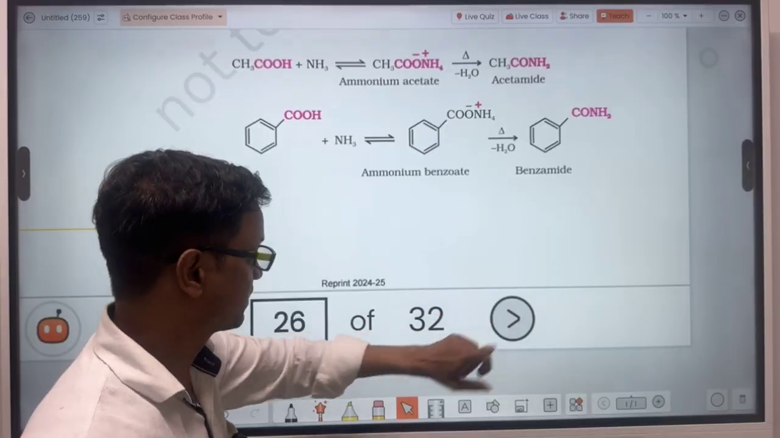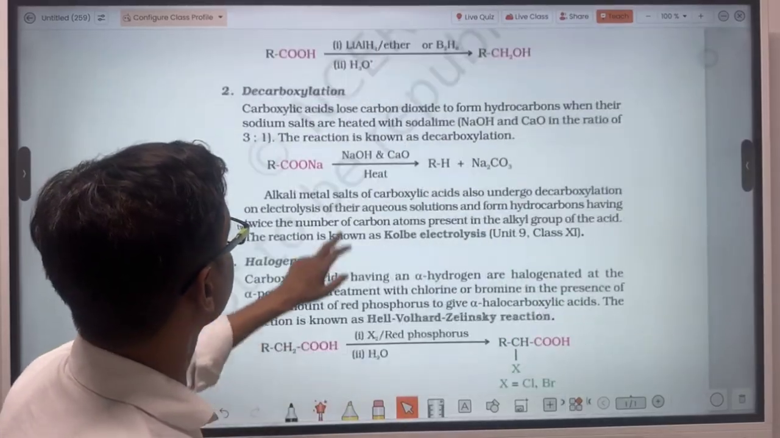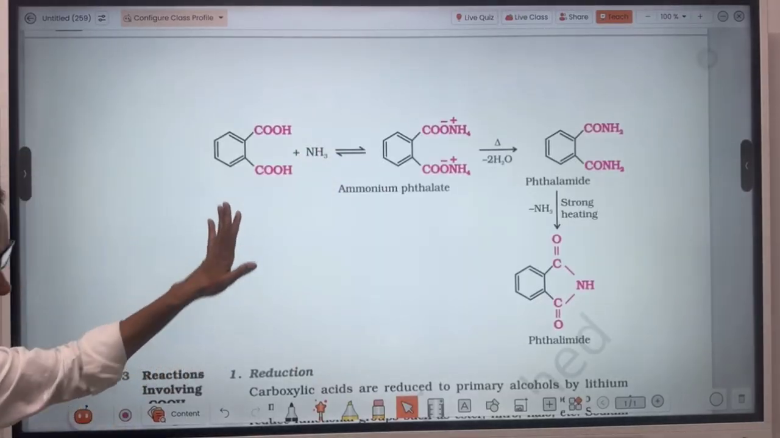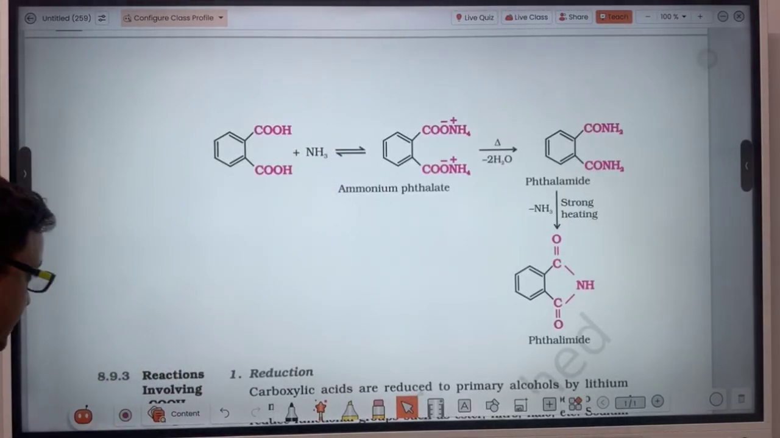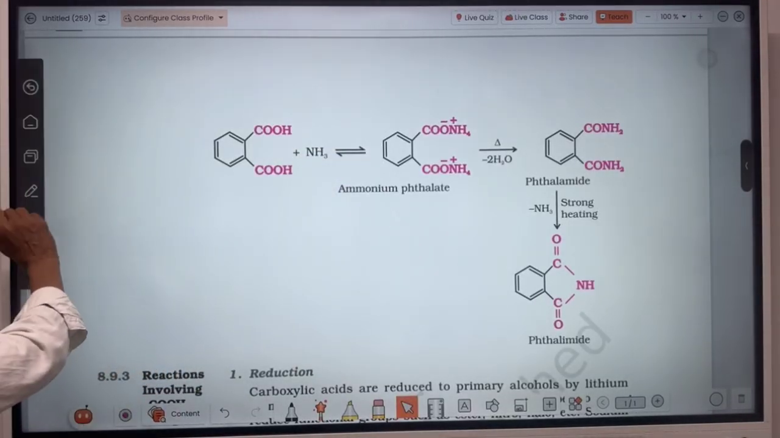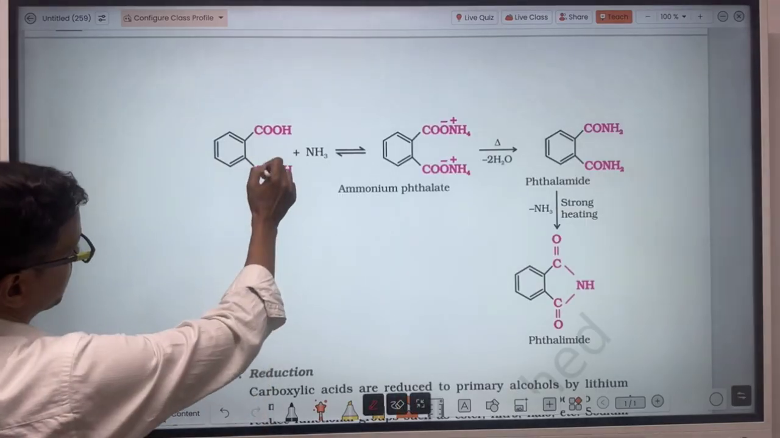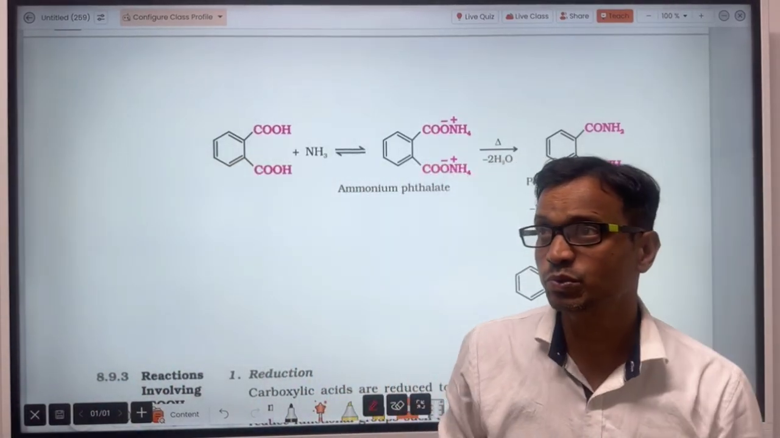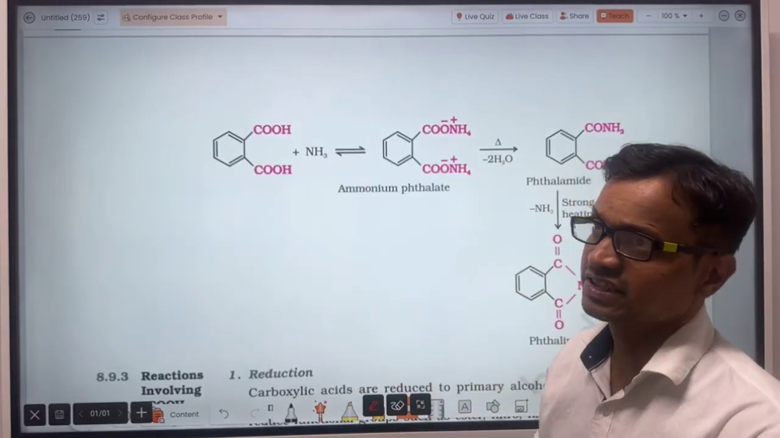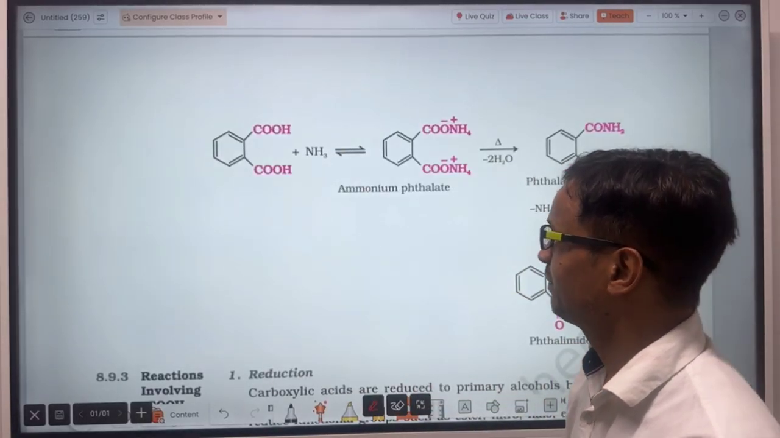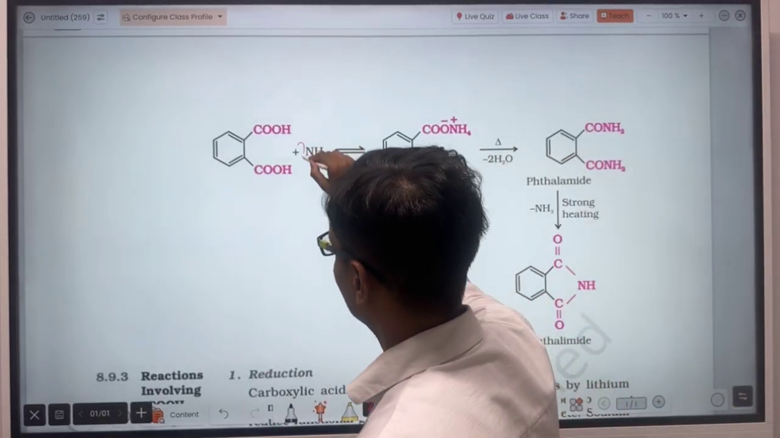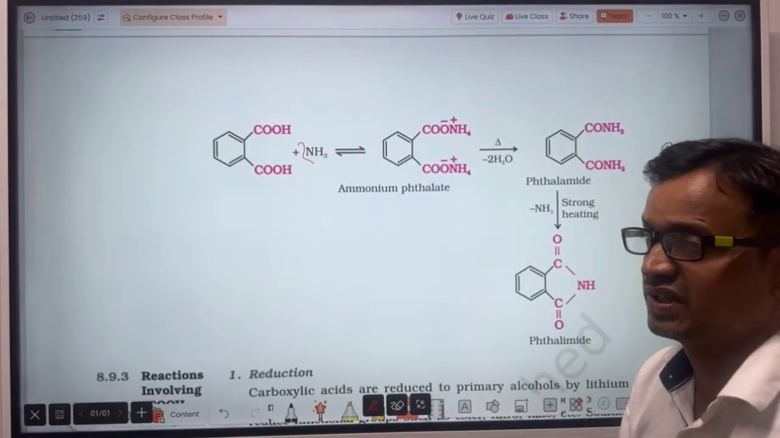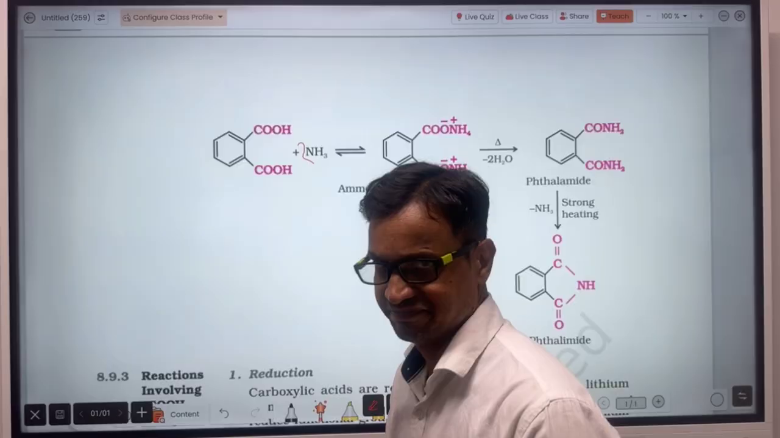Next reactions, that reaction is too much important. This reaction here. Okay, phthalamide and phthalimide. So what happened? Benzene 1,2-dicarboxylic acid when reacts with ammonia. What will happen? Same 2 molecules of ammonia will react with 1 molecule of benzene 1,2-dicarboxylic acid.